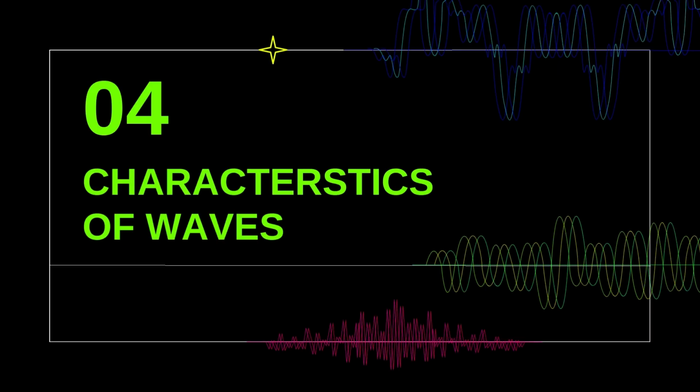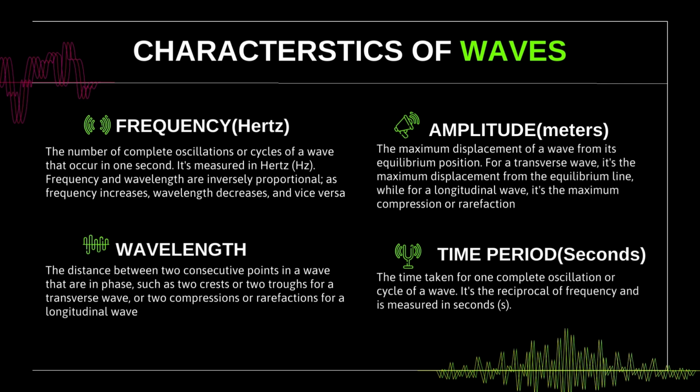Moving to the characteristics of waves. Characteristics of waves can be understood by studying the frequency, amplitude, wavelength, and time of a particular propagation. Frequency, which is calculated in hertz, is the number of complete oscillations or cycles of a wave that occur in 1 second. It's measured in hertz.